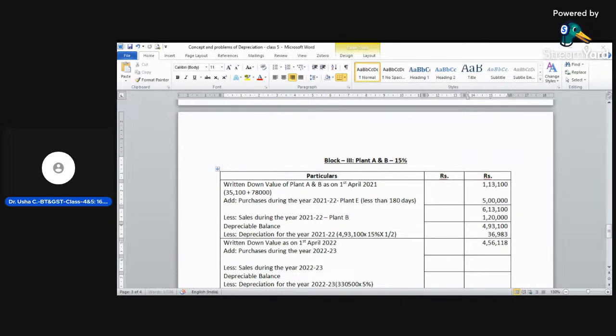Sorry for the inconvenience. Okay, here we have calculated the depreciation for the year 2021-22. Now, the WDV value as on 1st April 2022 is 4,56,118. Now, add purchases during the year. Purchases during the year 2022-23, check whether purchases during the year relate to block 3. Let us look into this.